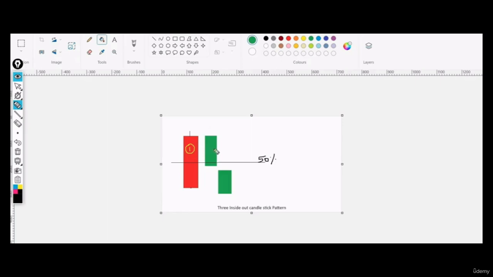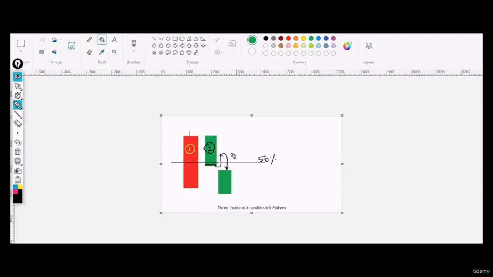Then you have to wait for the second candle to close just beyond the 50% level. It has to close beyond the 50% level, not above, right? So when the second candle formation is done, the next candle will slightly retrace and once again fall back. So our entry will be here.